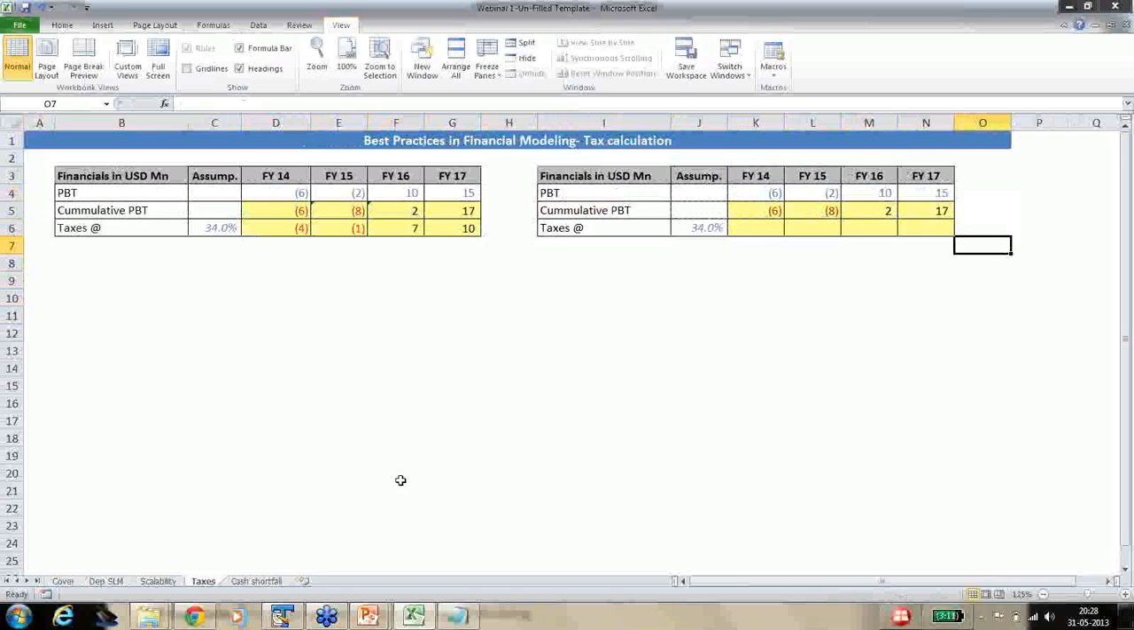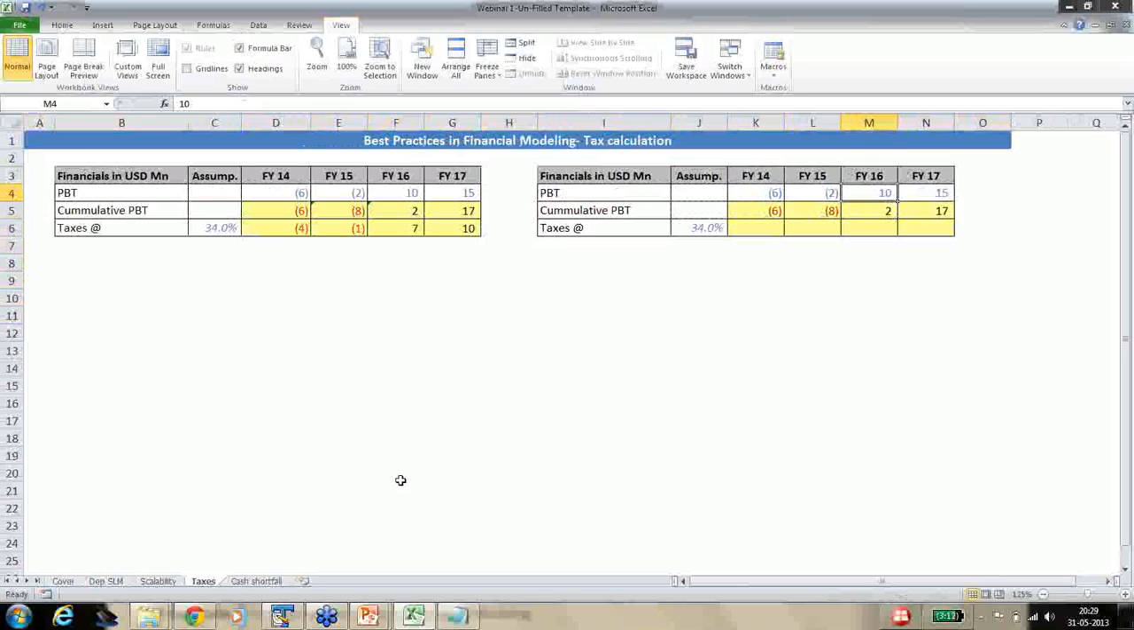Now if you look at the whole way the taxes are calculated, typically the first golden rule in taxes is that if you are not making a profit, you don't need to pay taxes. So if you look at years FY 14 and 15, there are no profits, so there can't be any taxes. Look at 16 and 17, there are profits and there are bound to be some taxes. So that is rule number one. Whenever we do a calculation for taxes, we need to check whether there are any profits or not. If there are no profits, there shouldn't be any taxes at all.